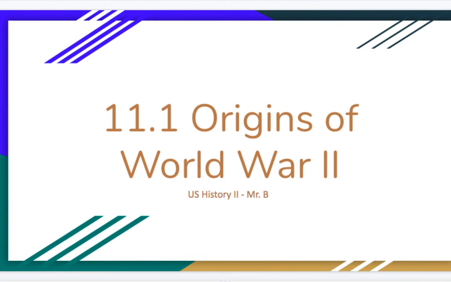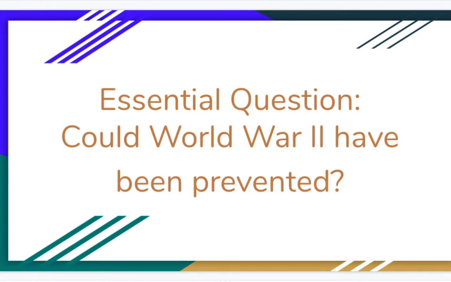We are in Chapter 11, Section 1, and we're going to start talking about the origins of World War II. Before we start, I want to look at the essential question for what we're going to be talking about today, and it's, could World War II have been prevented? Meaning, what other things could we have done to stop World War II from escalating to the type of conflict that it really was?